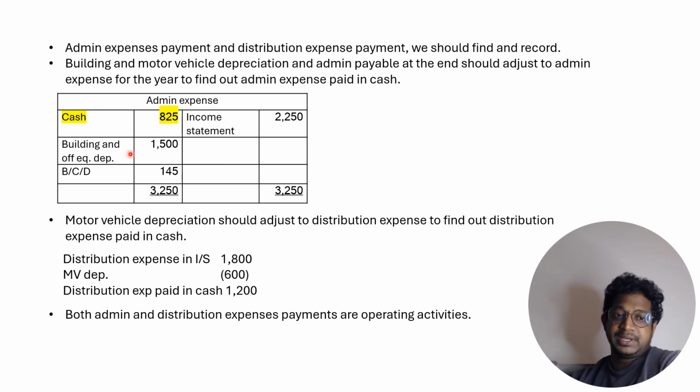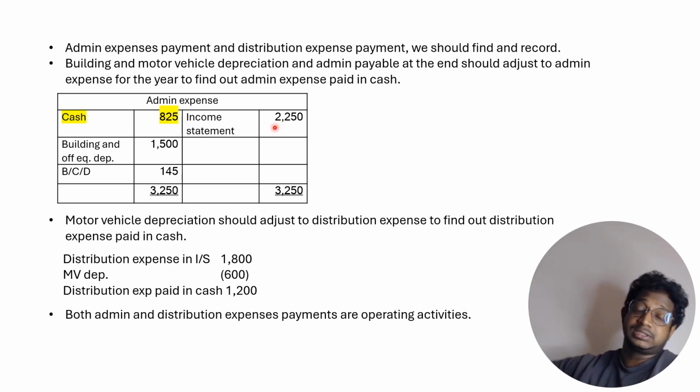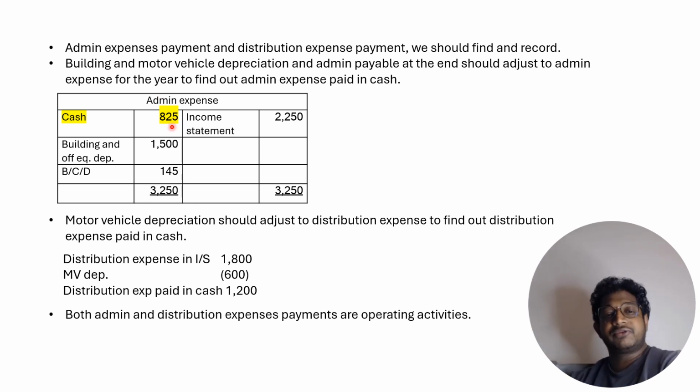And the depreciation of building and office equipment you transfer into the administration expenses, and in administration expenses it shows administration payable as a closing balance. So the total admin expenses that appeared in the income statement is 2,250. From that 2,250, depreciation total is 1,500 and still payable is 145. Both of these you have to deduct from here to find out how much you paid for admin in cash. So 825 in operating activities.